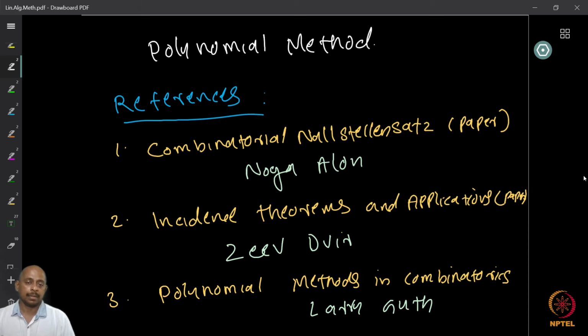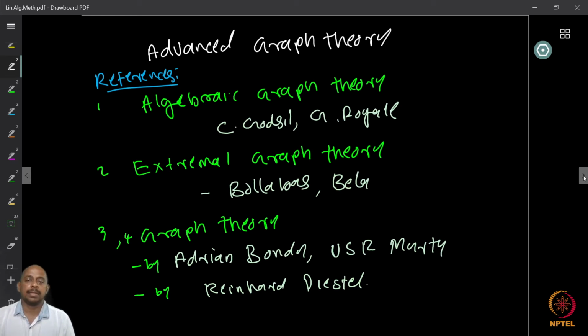And the third one is, as I mentioned, Polynomial Methods in Combinatorics, a book by Larry. Then we have advanced graph theory. There are several good books on this. The one that I want to mention is Algebraic Graph Theory by Godsil and Royle, which talks specifically about algebraic techniques related to group theory and things like that. Then there is Extremal Graph Theory by Bela Bollobas, which has a lot of results and very powerful tools.